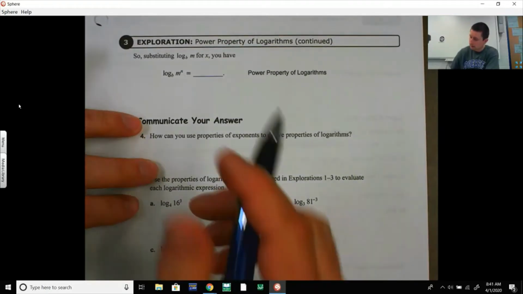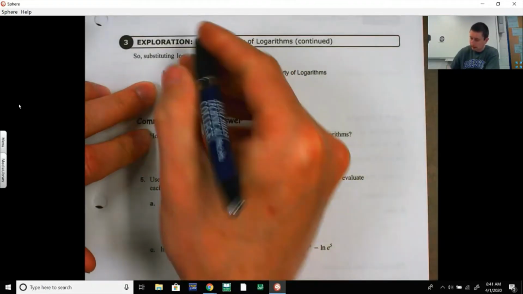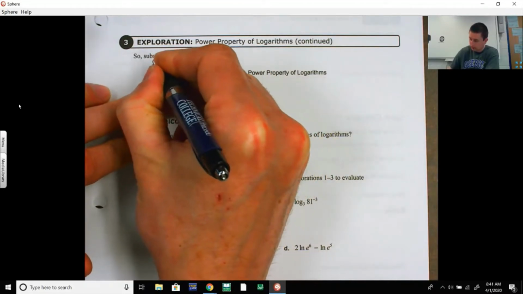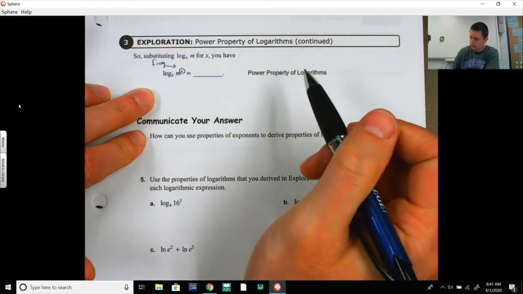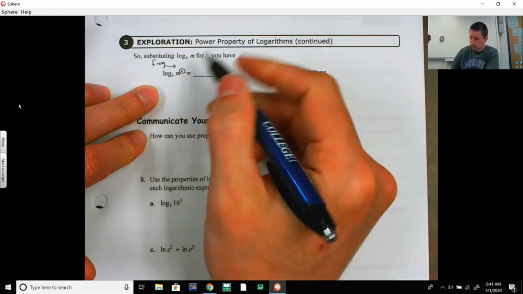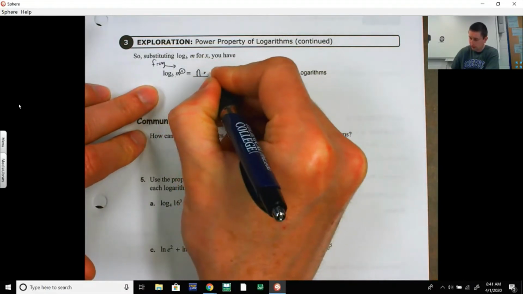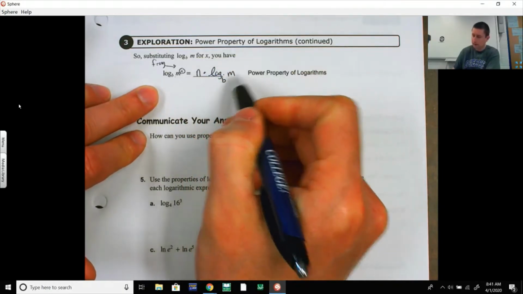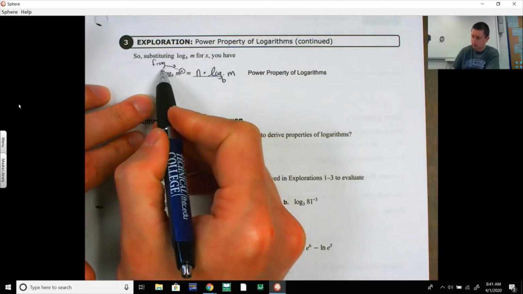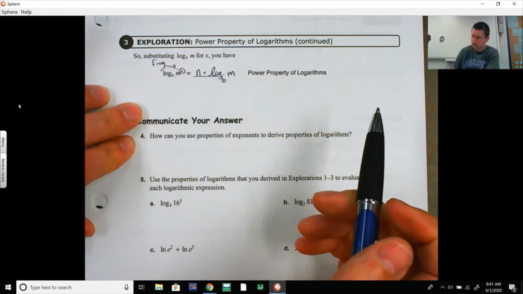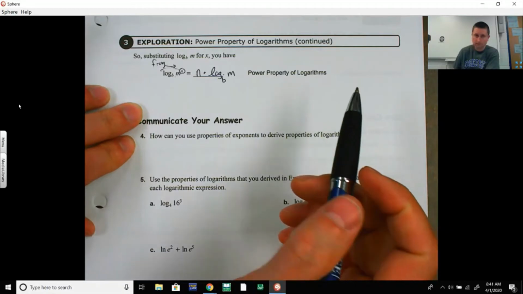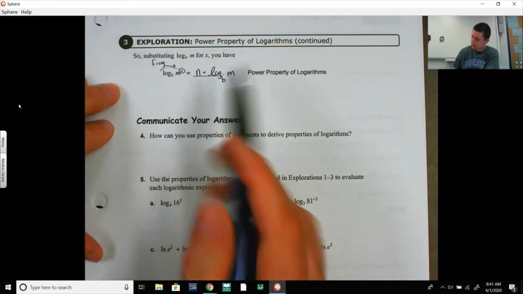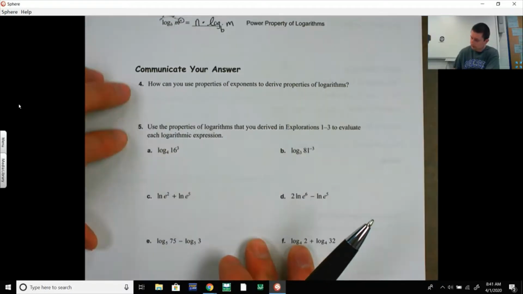So if you have log base b of m to the n, this n right here, that is our frog, and we're going to jump it over the log. So this equals n times the log base b of m, just the m by itself, nothing else. So the frog jumps over the log, and now it's in front. So that's going to be how we solve logarithmic equations coming up in the next section.